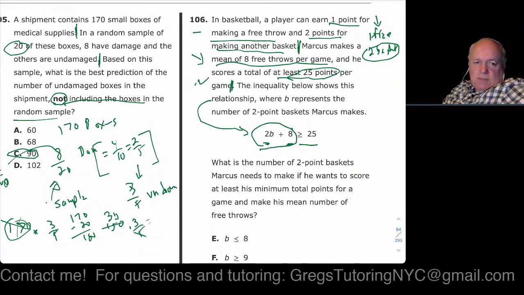Okay, so let's read the words. The inequality below shows this relationship, where B represents the number of 2 points per basket Marcus makes. Awesome.